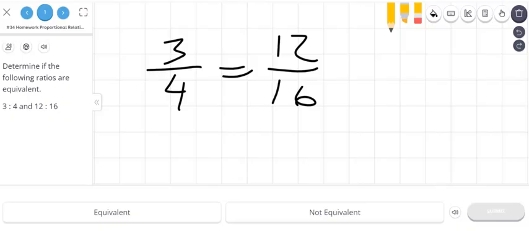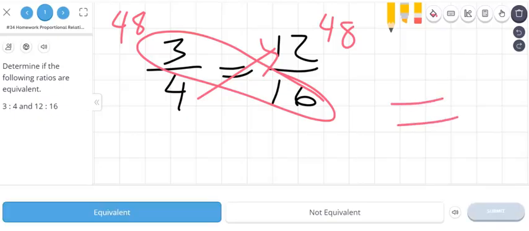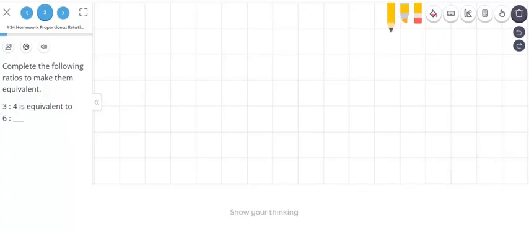So if I do 16 times 3, so multiply those, I get 48. If I multiply this diagonal, 12 times 4, that's 48. Those are equivalent. So, equivalent. Most kids just guess on these. Then they won't know how to do it on a test.